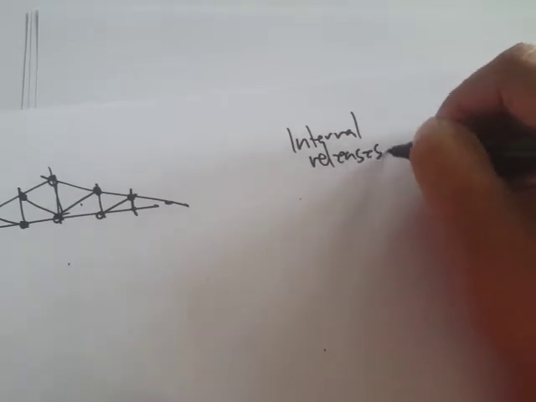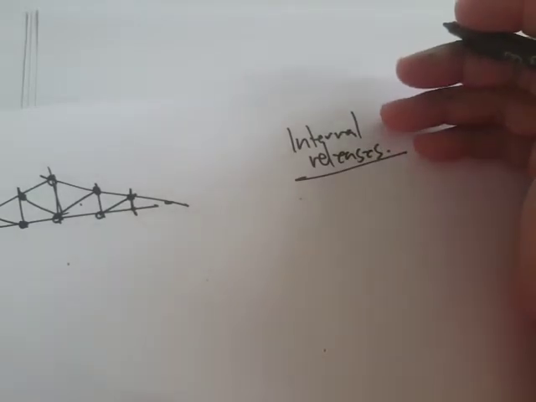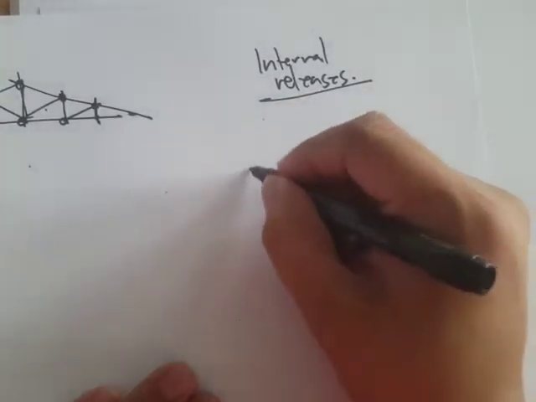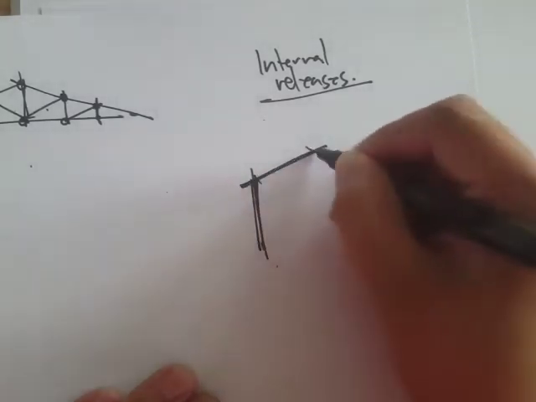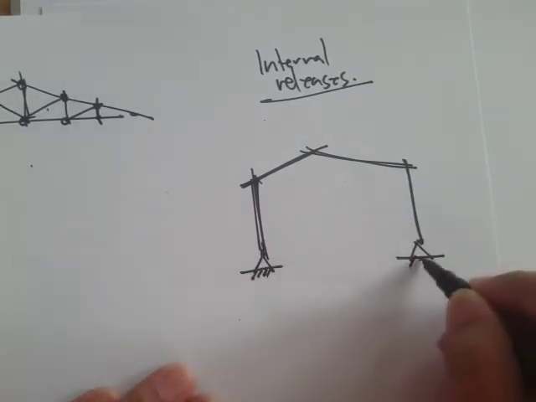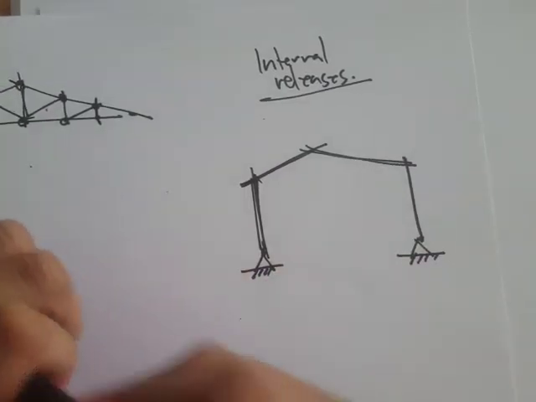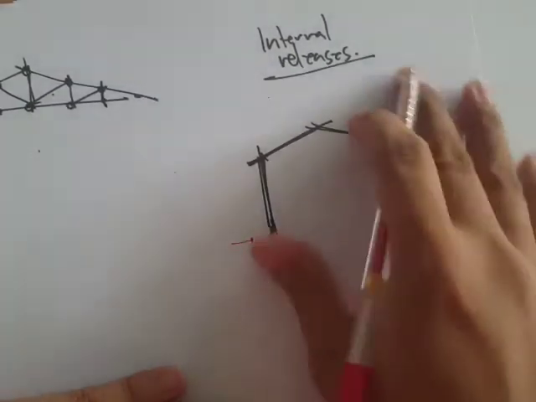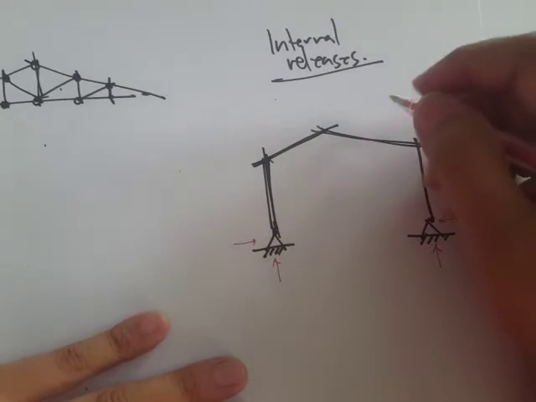Okay, so internal release is something like it's actually a joint, but it's more on the internal of the structure. I mean, not at the boundary or something like that. Because for example, we have this portal frame. So imagine we have this pin support. If you notice, how many unknown reactions do we have? So we have 1, 2, and then 1, 2. Of course, let's assume there's an external loading. So we have 4 unknowns, but internal releases.